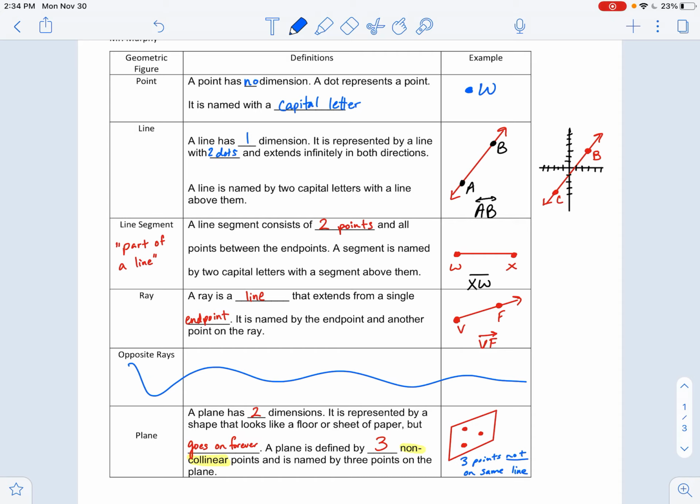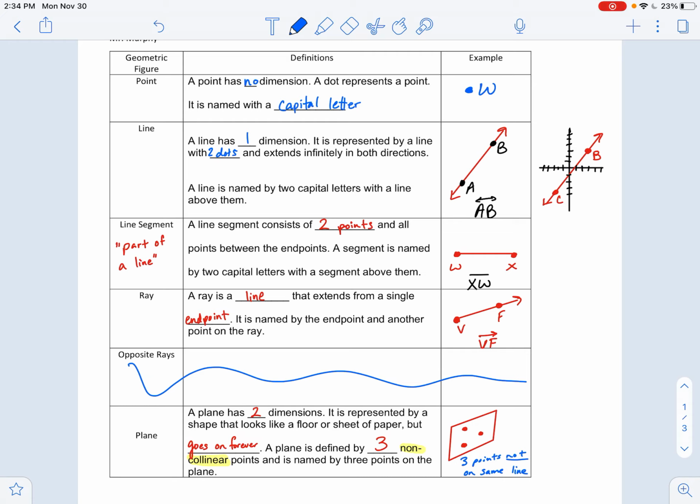And a line has one dimension. Now this one's a little bit confusing. We always think of lines going in both directions forever, but it only has one dimension, and we'll see in a second why it's one dimension and not two. So a line has one dimension. It's represented by that line there with two dots, and it extends infinitely in both directions.